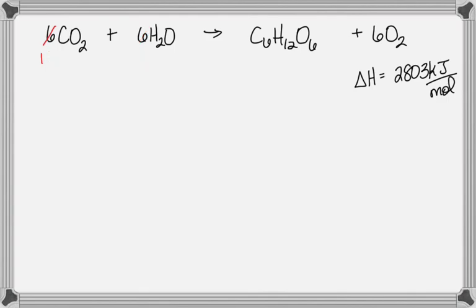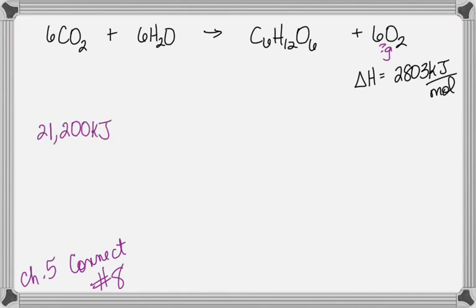Okay, so it's important to understand that what you're given is called a balanced thermochemical equation. It is as written. And the question is asking about the grams of oxygen. In my example, we all have different numbers on our Connect, this is chapter 5 Connect, number 8. Mine says 21,200 kilojoules of energy consumed. Because the question says consumed, I know this is positive. If it said 21,200 kilojoules of energy released, then I would know that's a negative.